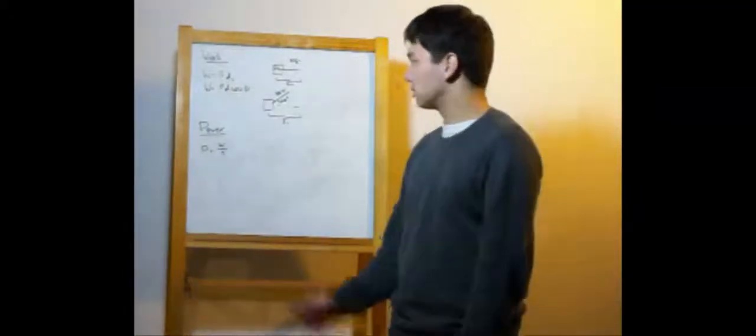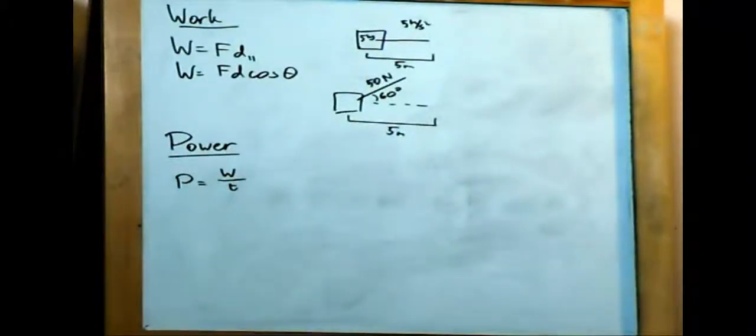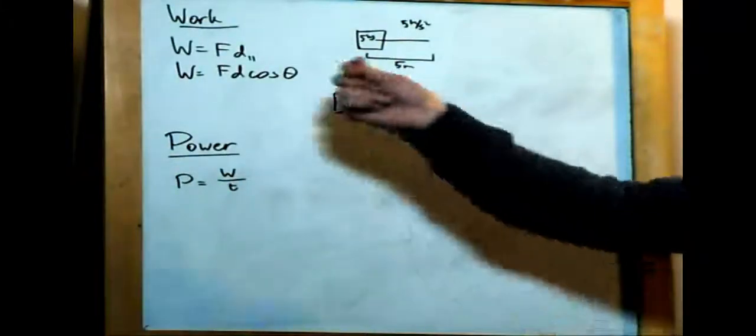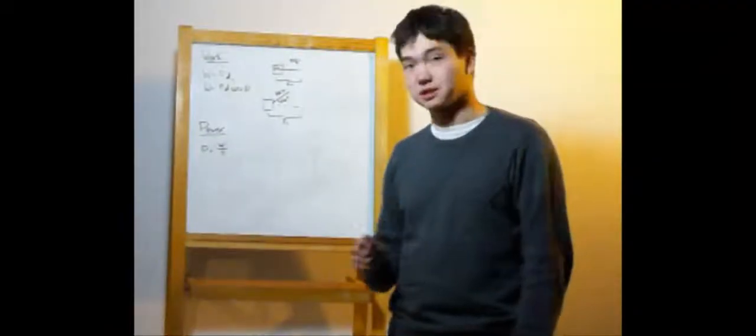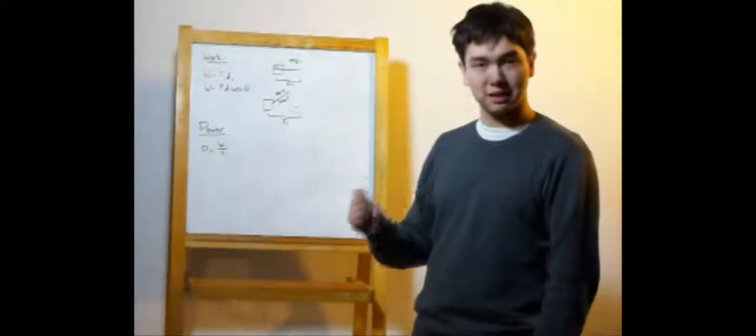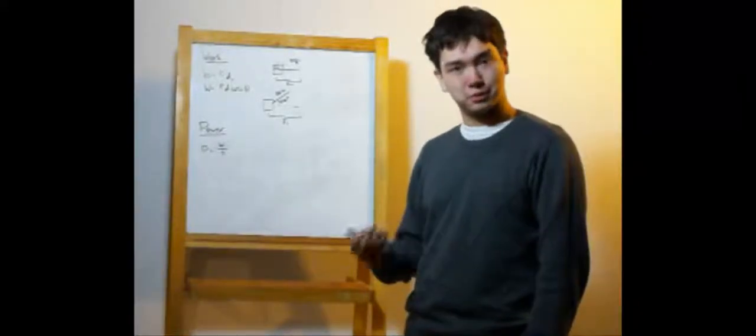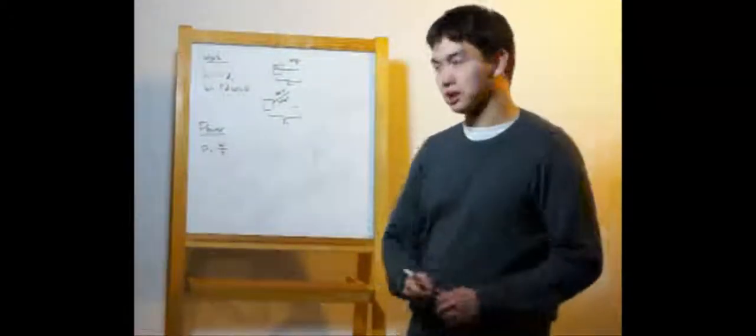So first up, work. Work is defined as force times distance parallel to the direction of motion. Or more conveniently, work equals force times distance times the cosine of theta, where theta is the angle between the direction of force and the direction of motion. So if it turns out the direction of force is parallel to the direction of motion, theta equals 180 degrees, and cosine of 180 degrees is 1, leaving us with this equation up top. So let's use these equations.